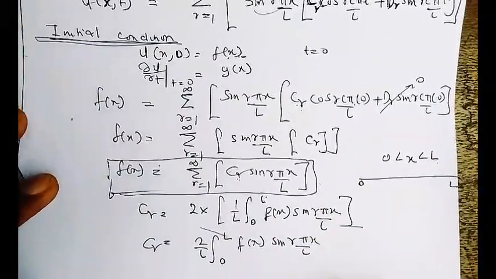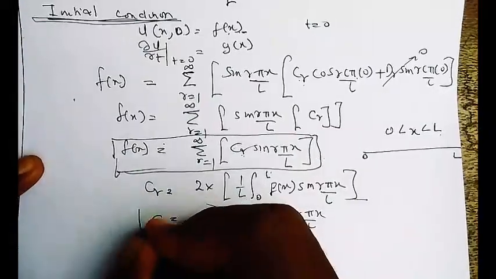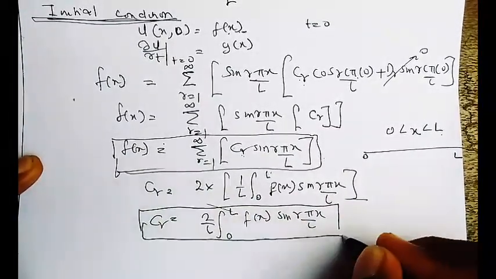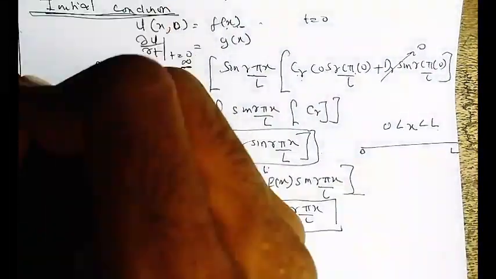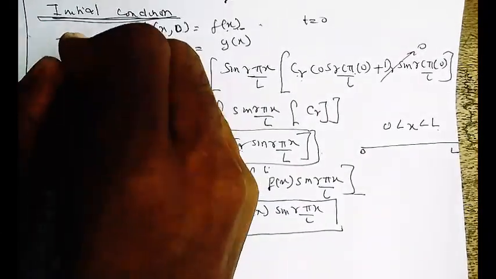So I've gotten my c subscript r. This is the formula for c subscript r. So what next now is to find the formula for d subscript r, right? So we apply my second boundary condition. Oh, I've stopped counting the steps. So this is my step 15, right?